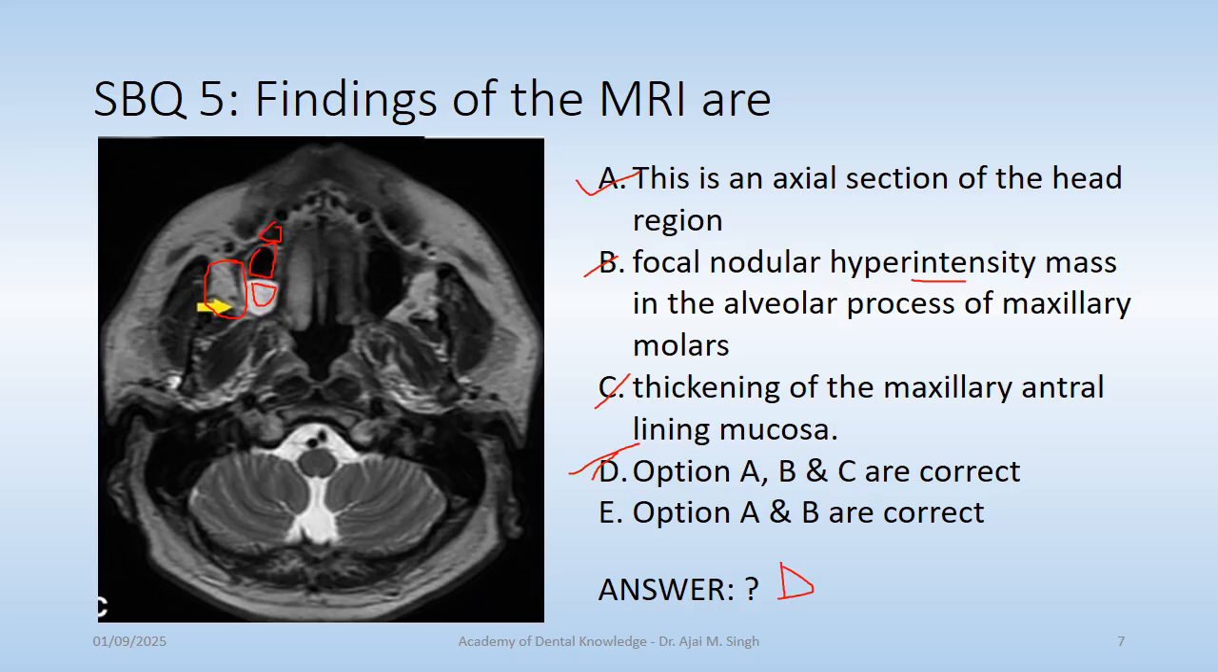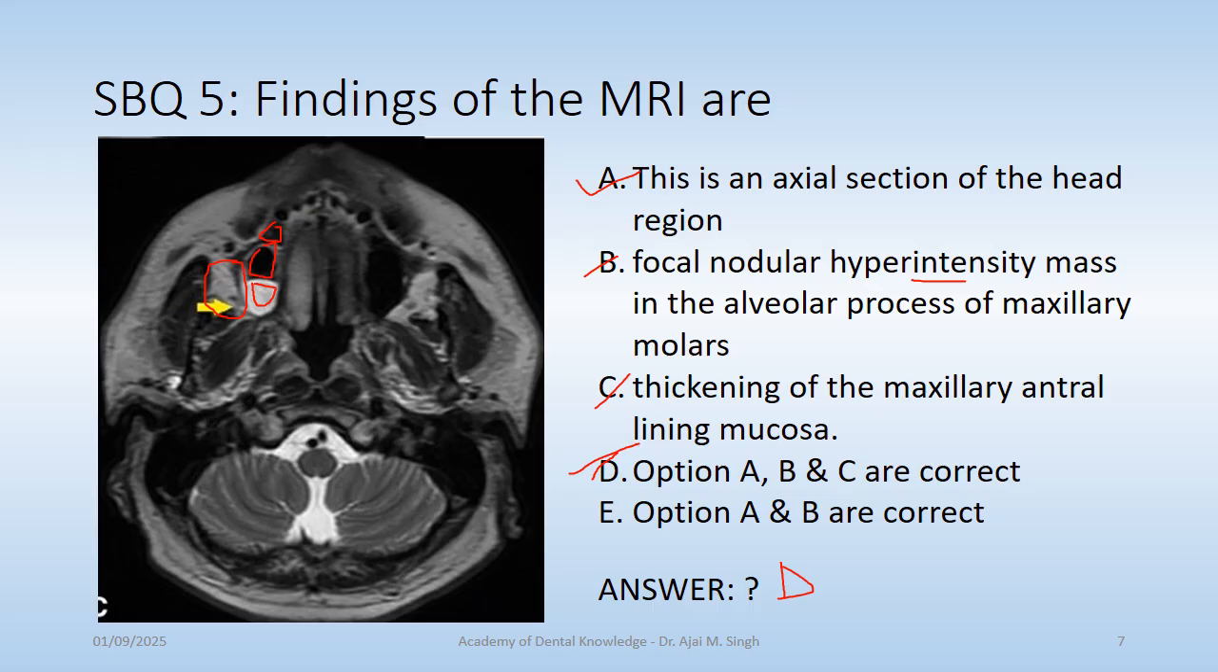Okay, this is the molar area. 1, 2, 3, 4, 5 premolar area. This is the molar area. Okay. So we are looking at the mass here also.